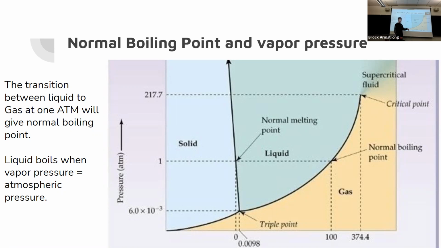And as you go from the liquid to a gas, it's going to evaporate, and that's what happens when you boil water. So, at 1 atmosphere, as you go straight across that line, you will then hit the boiling point. And the boiling point is determined by when the vapor pressure exceeds the atmospheric pressure.